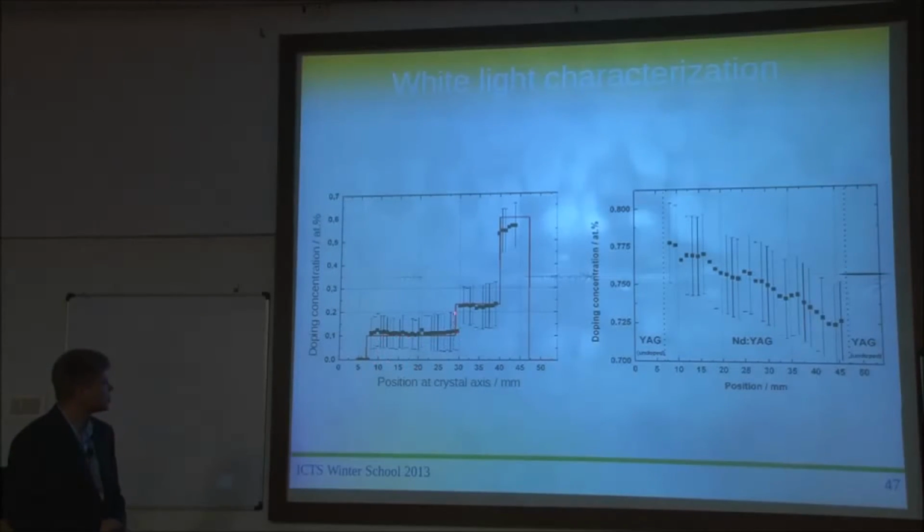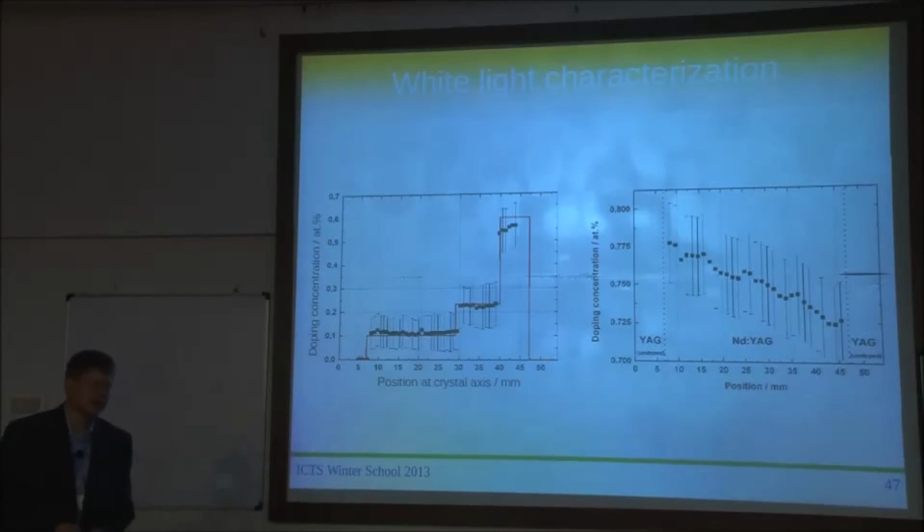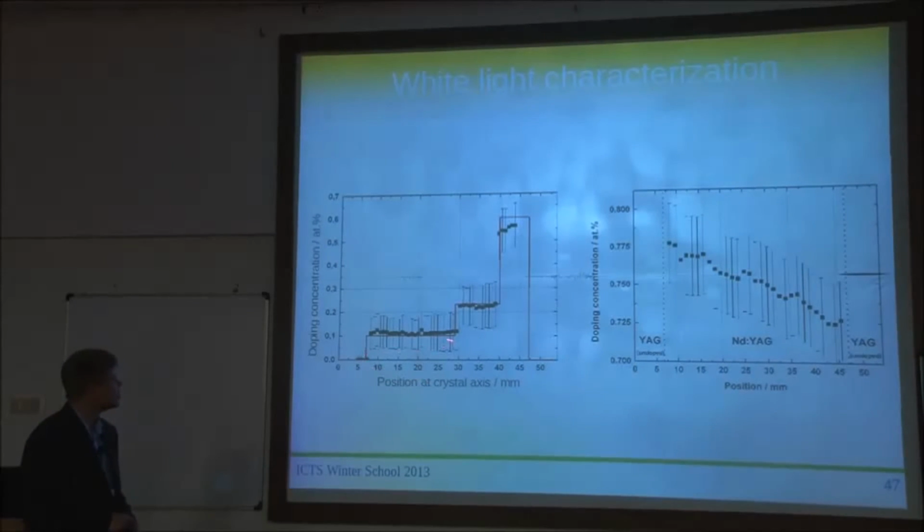One is a crystal which consists of sections of differently doped pieces. And in red, it's shown what we actually ordered from the manufacturer, and the red dots are the points we measured with this method. And it turns out that in this case, it worked really well, actually. In this case, however, it didn't work that well.